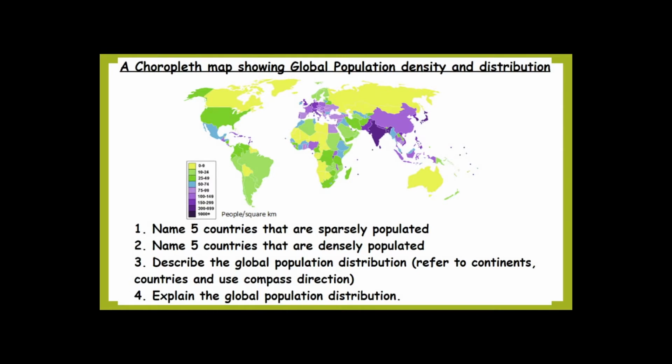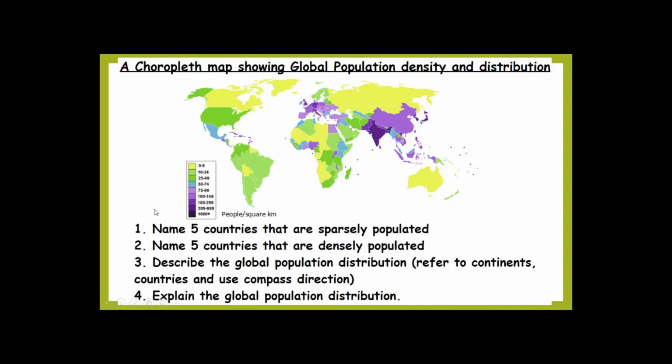Okay, in our case, obviously, we're looking where the most people through to the least people are. So the lightest colours areas have the lowest population density. They are sparsely populated areas. Through to the darkest purple areas have the highest population density. These are densely populated areas.